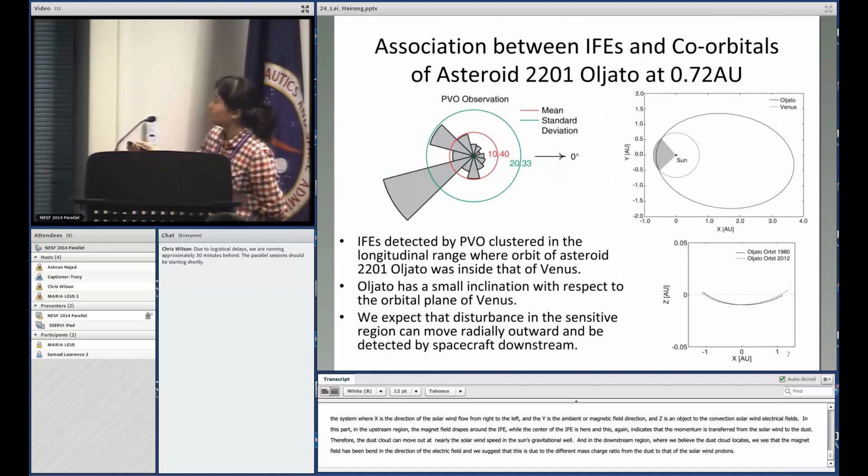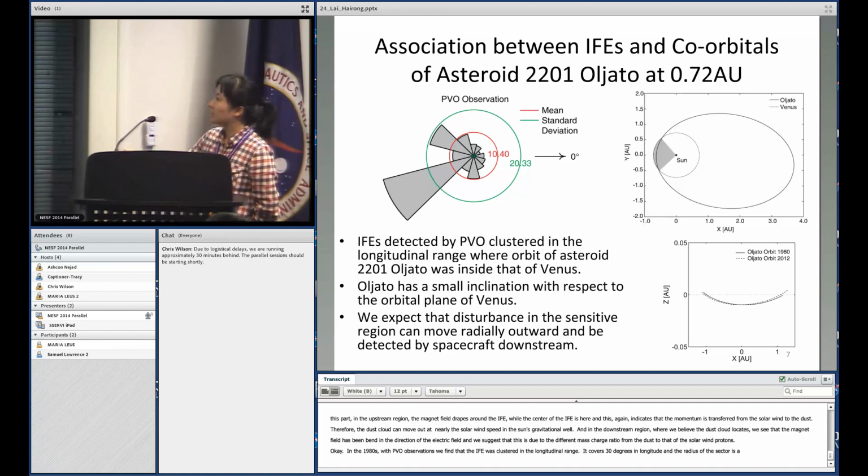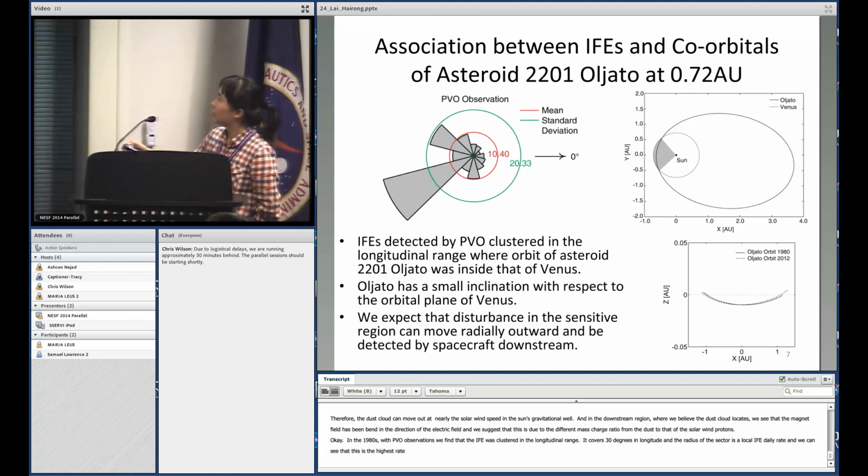Okay, in the 1980s, with the PVO observations, we find that the IFEs clustered in a certain longitudinal range. In this plot, each sector covers 30 degrees in longitude, and the radius of the sector is the local IFE daily rate. And we can see that this is the highest rate region, and it is the region where the orbit of Oljato lies upstream of the observer.